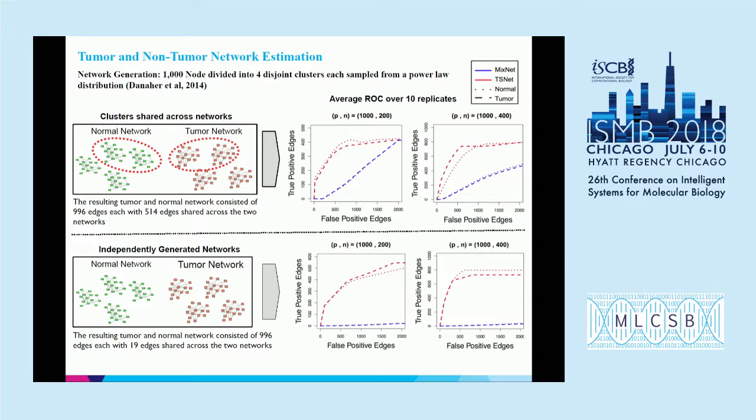We have dimension 1K with sample size 200, and dimension 1K with sample size 400, and we have results for TSNet, the normal component, the tumor component, and MixNet. As you can see, for each false positive edge, we have a higher true positive. And the true positive rate actually doubles as we double the number of observations. As we draw the networks independently, so we don't force any overlap across tumor and non-tumor networks, as you can see, MixNet poorly infers those networks, and that is pretty intuitive.